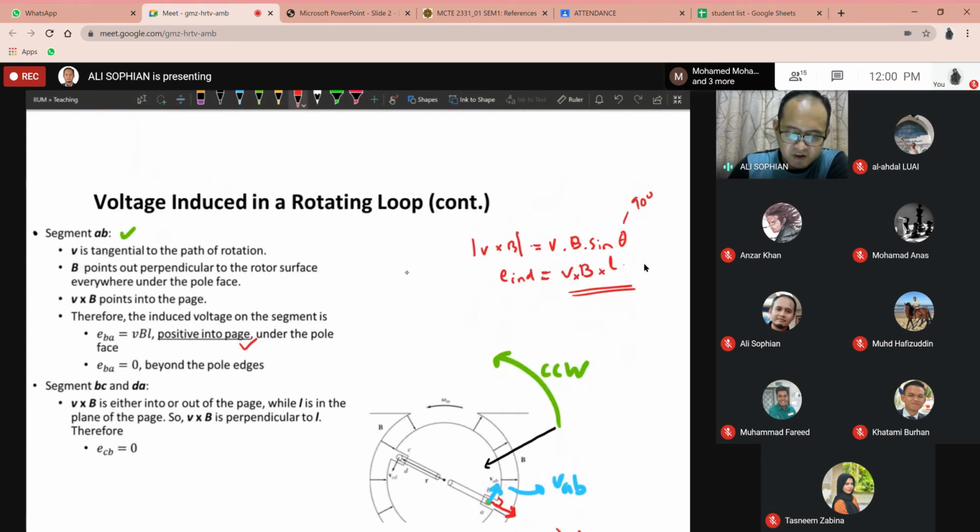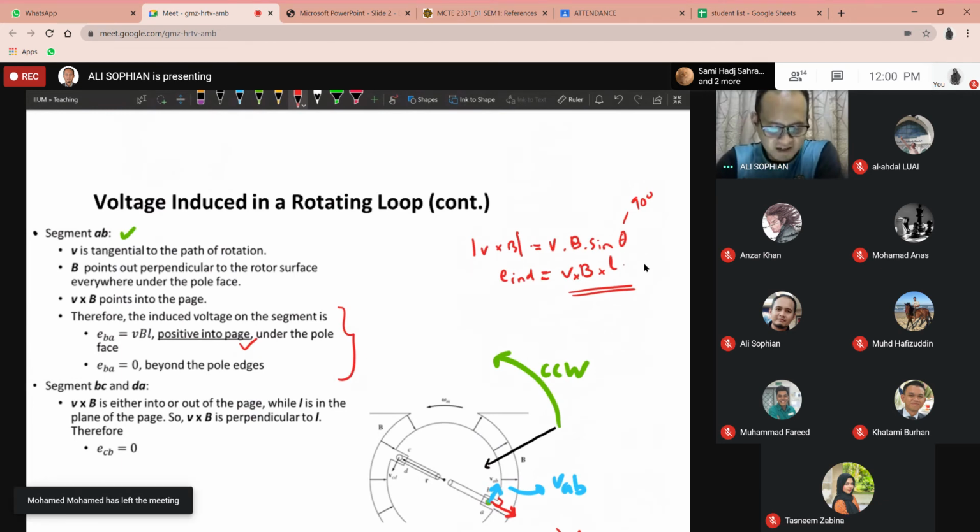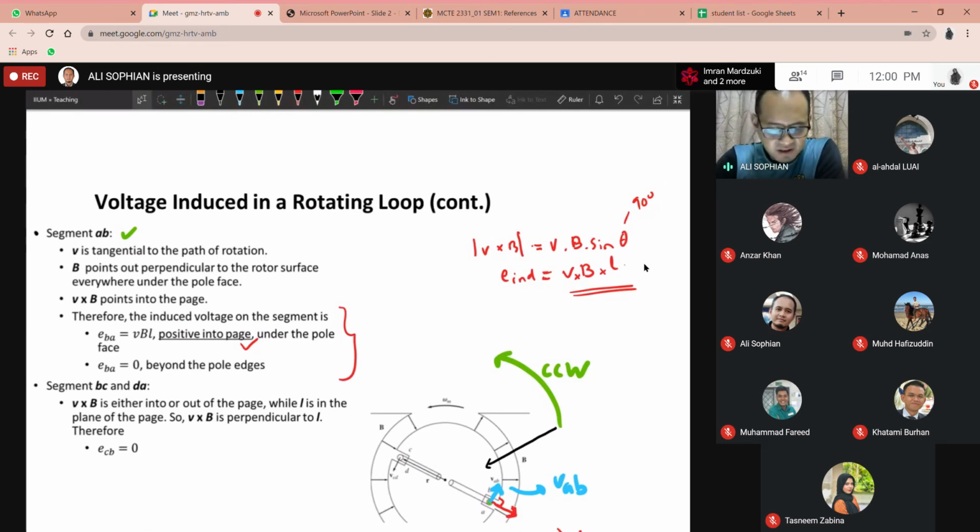Sorry, before that, let's finish this one first. There are two conditions. I forgot to mention. There are two conditions here. The voltage induced on that segment AB depends also on the position of the rotor.